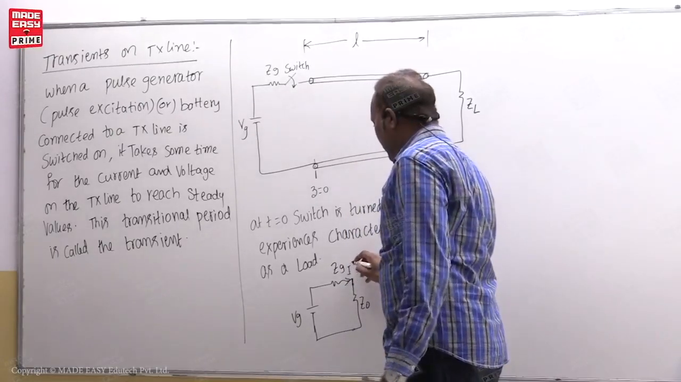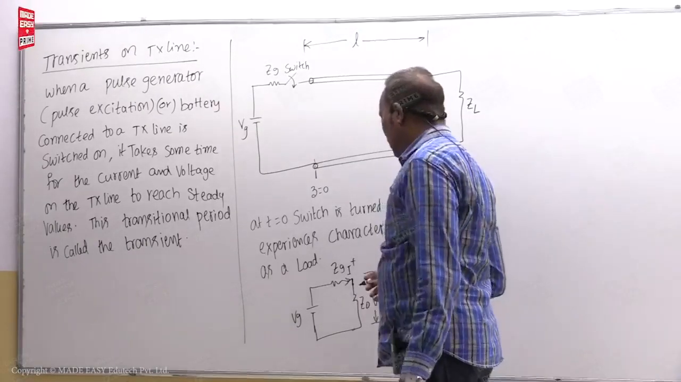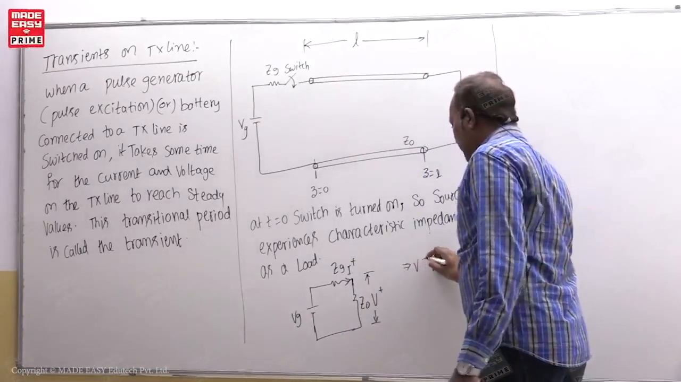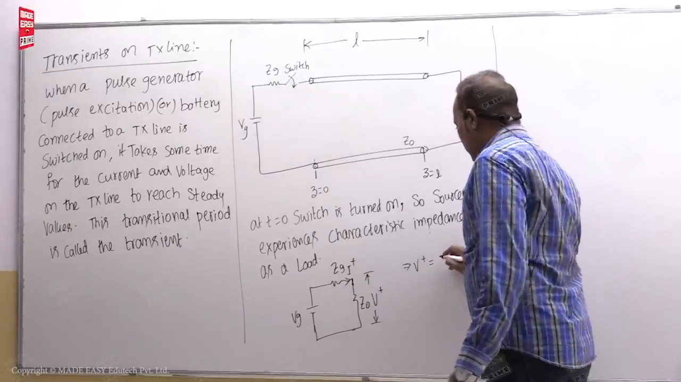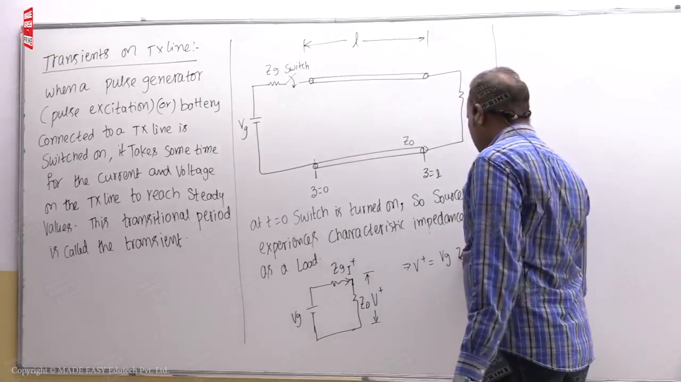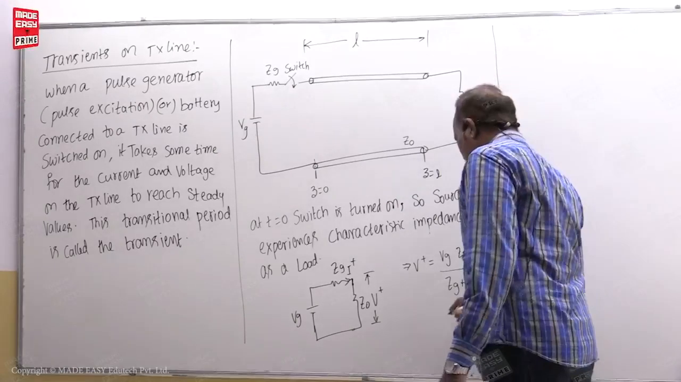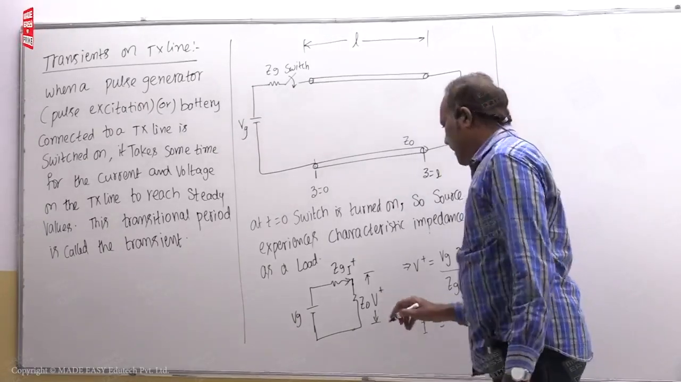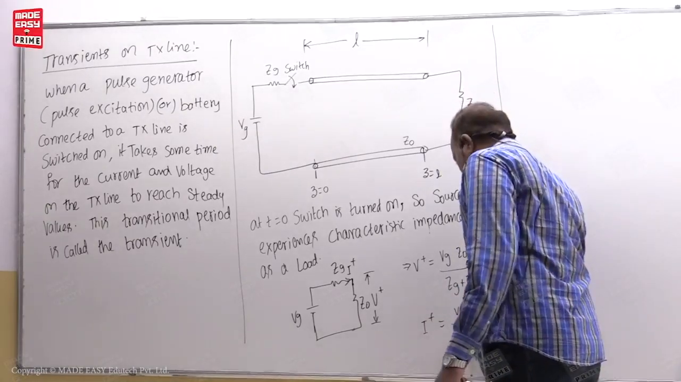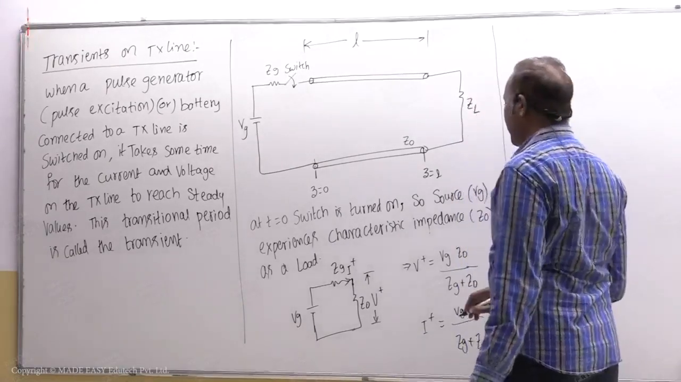Whatever current is there here, that is called the initial current. Whatever voltage is there across, that is called the initial voltage, V plus. Now V plus is equal to Vg times Z0 divided by Zg plus Z0. Similarly, I plus is equal to Vg, the total voltage, divided by the total impedance, Zg plus Z0, in amperes.